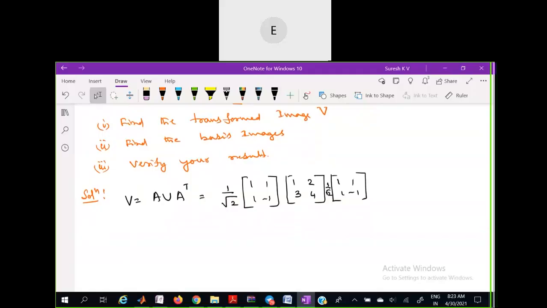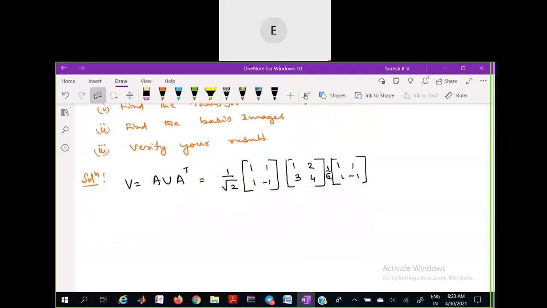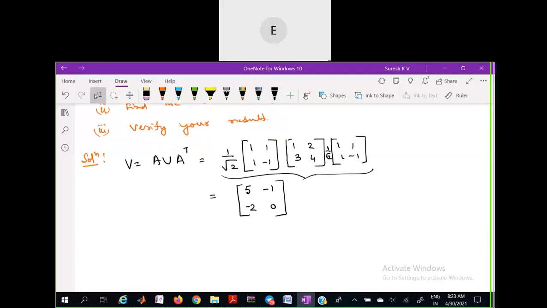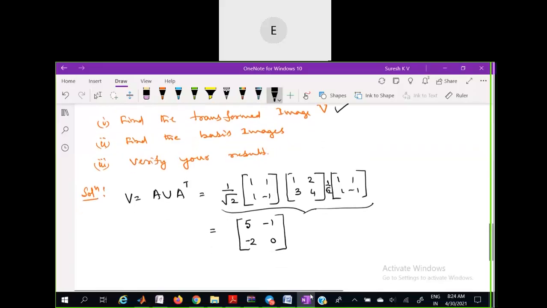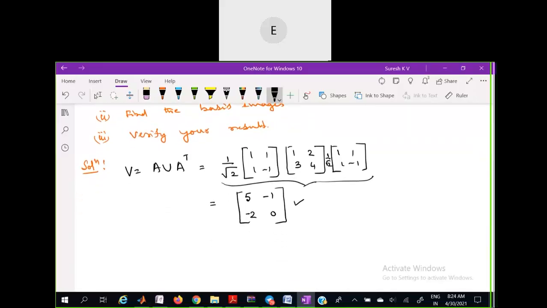This is a simple matrix multiplication. Just for saving time, I'll not do the steps individually. I'll give you the final answer. You can verify it later. You will get this as 5 minus 1 minus 2 and 0. That means if you multiply these matrices, using the values 1 by root 2 and 1 by root 2, multiply these three matrices, you will get back this answer. Okay, please check this, you will definitely get this answer. So this answers my first question, finding the transformed image V. What you have here is the transformed image.